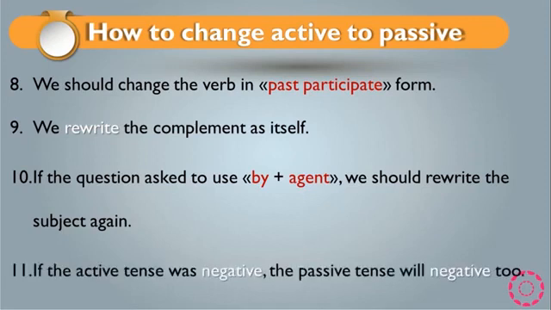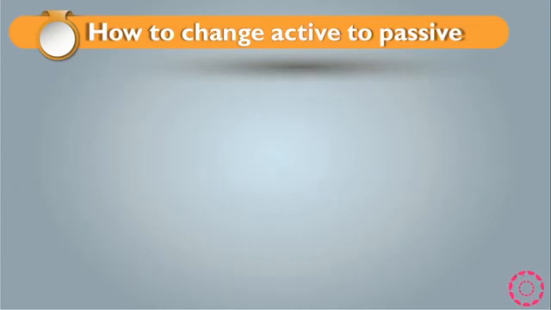If the active sentence is negative, the passive sentence will be negative too. So we cannot change from negative to positive or positive to negative. If it's negative, the passive will be negative, and if it's positive, it will remain positive. These are some of the points.